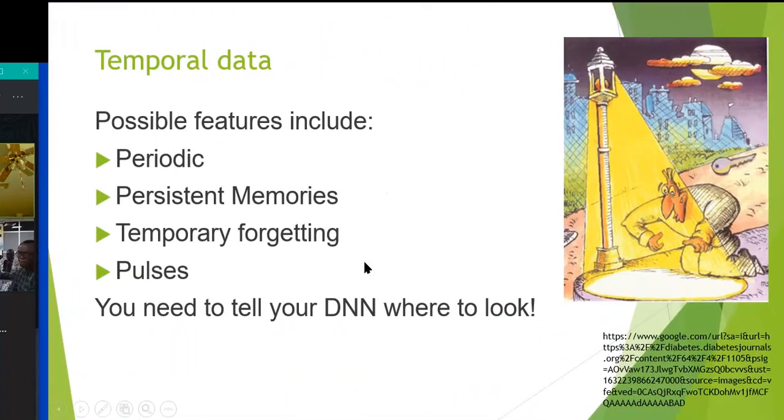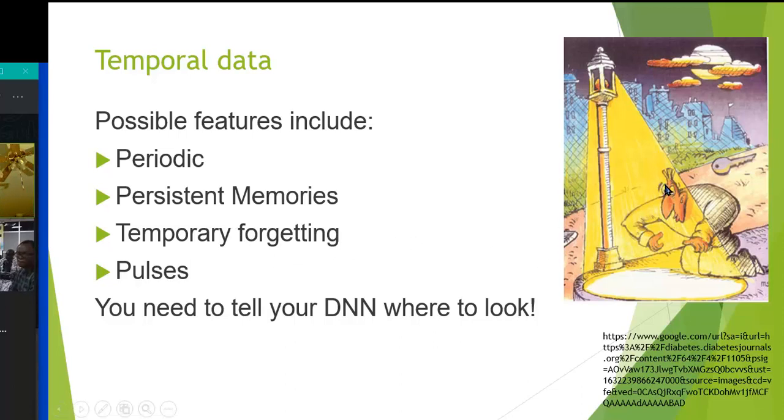Okay. All right. Now, I talked about image data. You can also have temporal data, data that varies in time. You need to look at the features of your data that varies in time. Is it periodic? Are there persistent memories? Is there temporary forgetting? Are there pulses in the data? You need to take this information and use this to design your features.